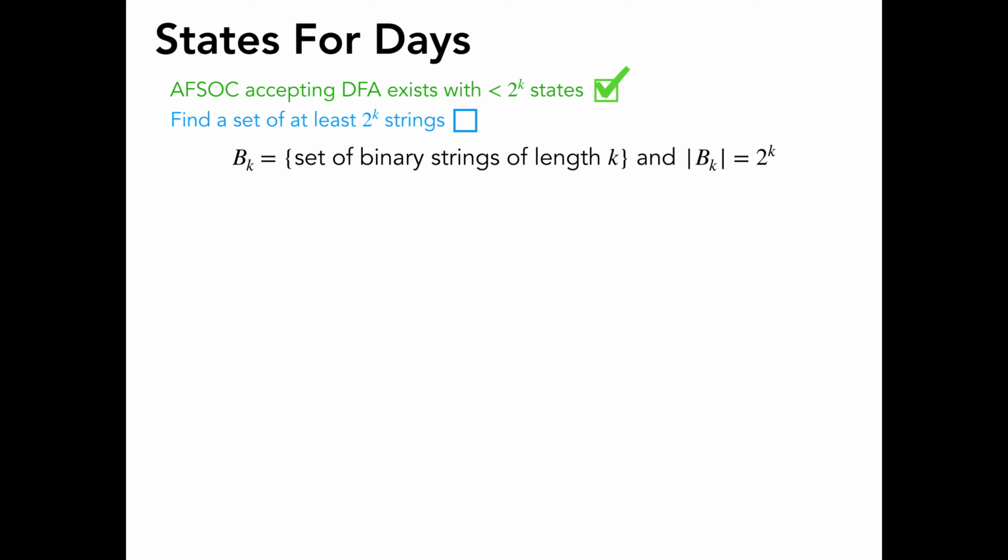It can be 0 or it can be 1. So B_k will have exactly 2^k strings in it, and it's pretty closely related to the strings in our problem, so it's a natural choice.